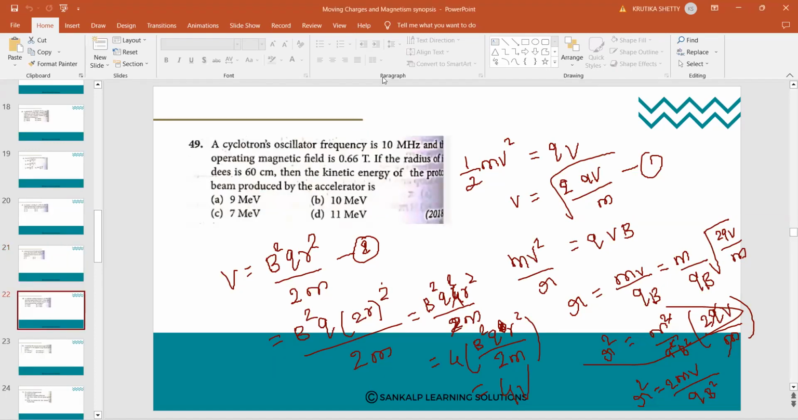Then the next question. A cyclotron oscillator frequency is 10 megahertz and the operating magnetic field is 0.66 Tesla. If the radius of the D is 60 centimeter, then the kinetic energy of the proton beam produced by the accelerator is. Yes, they are asking the kinetic energy.